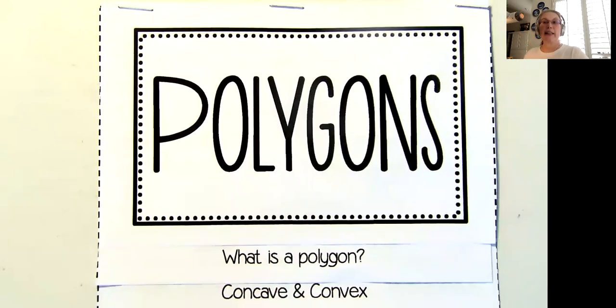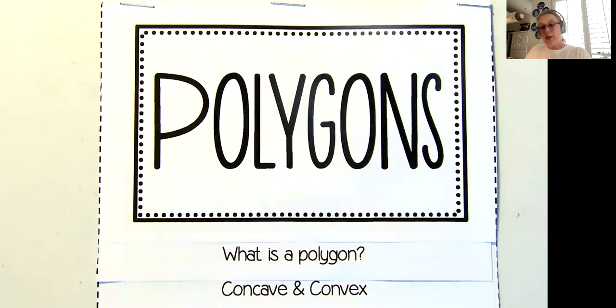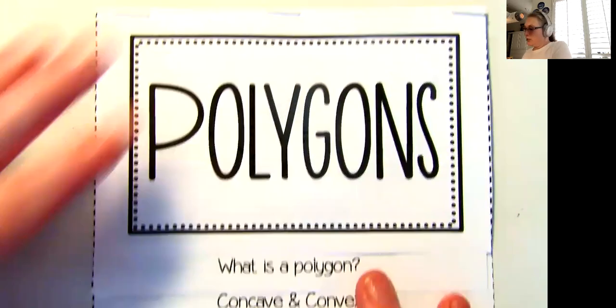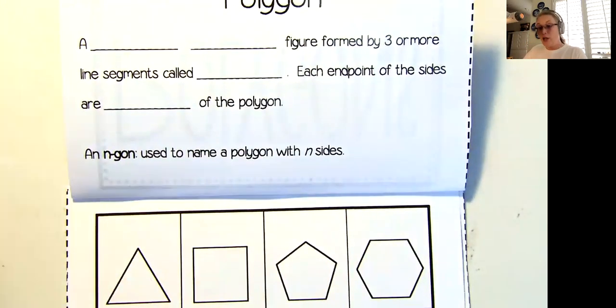Hi, geometry. This video is going to go over section 1.6, classifying polygons. There was another quick video, hopefully you watched, so you knew how to assemble your foldable. So we're just going to start. We're going to turn the page here and go over just what is a polygon.